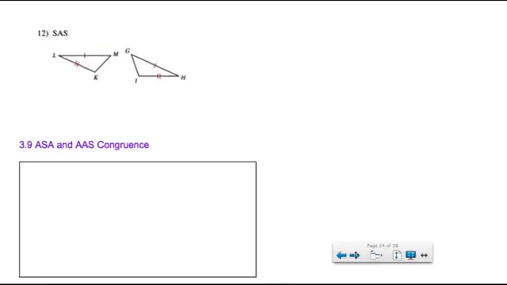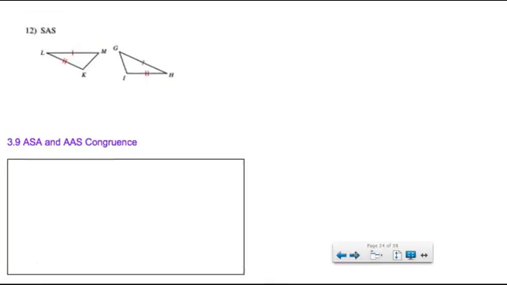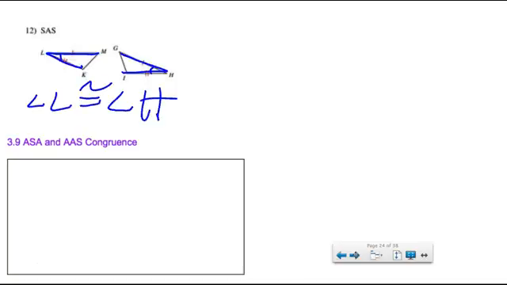And last up on here, number 12. In order for me to do side, angle, side, again, it has to be the angle included by these so it helps to draw them. I would need to have angle L congruent to angle H, and then I would be good to go. And those are our first two, side, side, side, side, angle, side.